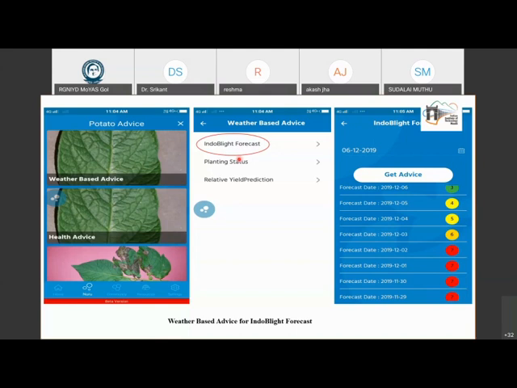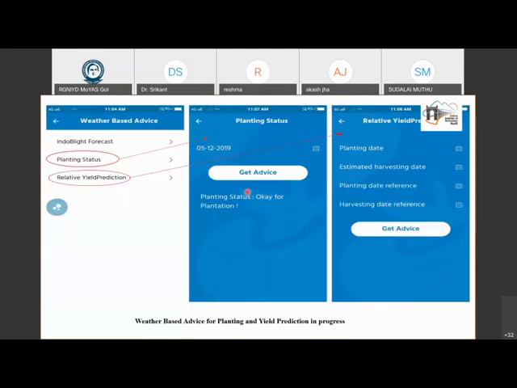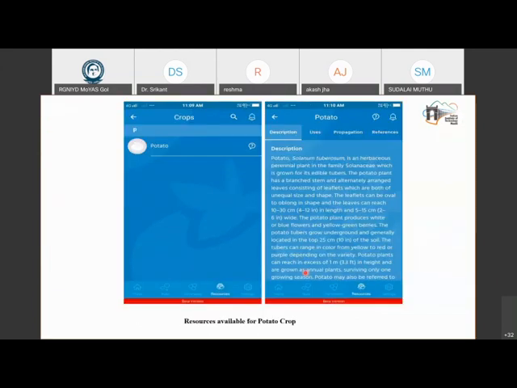Then similarly, planting status and yield prediction and things like that. If you click on this and ask for advice, it says whether you're okay for planting today or not. And later on, all this text is converted to Hindi, Punjabi, and different languages. Right now it's very textual, and farmers don't like text. That's what we realized. So it has to be very pictorial. That's why we have now remade this app to make it very pictorial. And then other information about it.